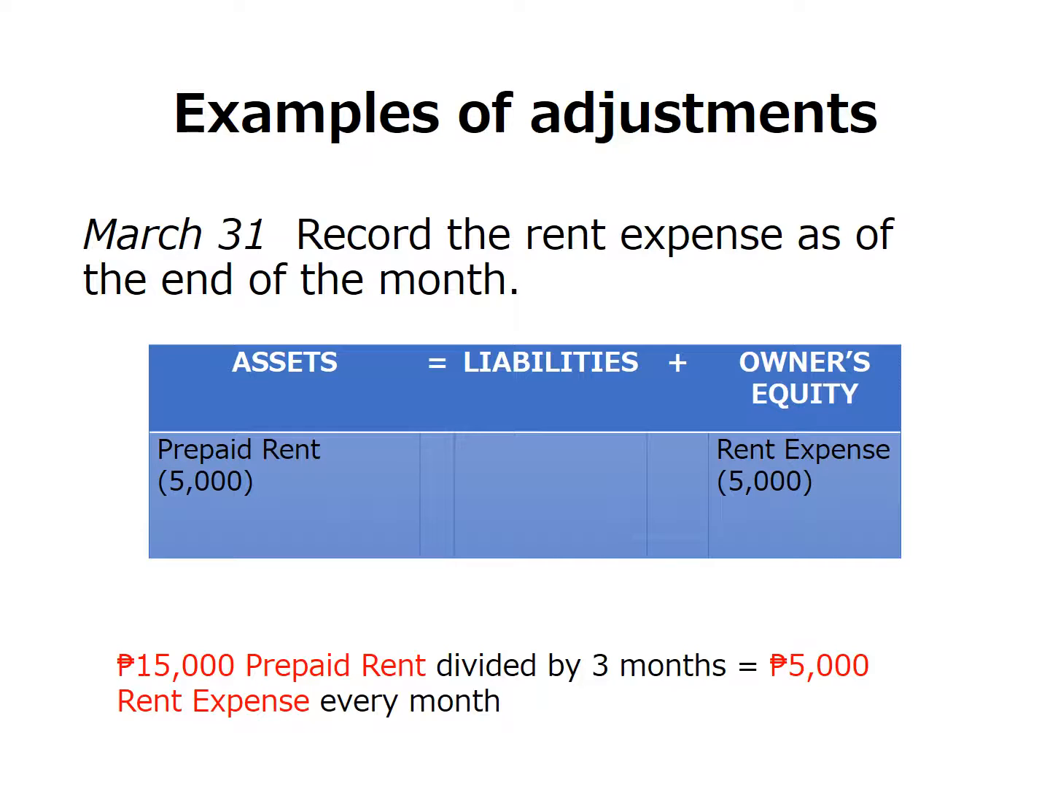Again, in our analysis, we are going to relate the increase in expense to owner's equity. That is why you can see negative rent expense increase, and the effect of an increase in expense to owner's equity is decrease. Okay, this is our analysis. Prepaid rent decreased by 5,000 pesos because a portion of the prepaid rent had already expired. The expired portion pertains to the rent expense. That is why we have an increase in rent expense with a corresponding decrease in owner's equity.